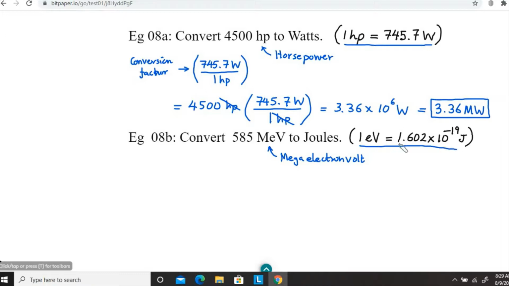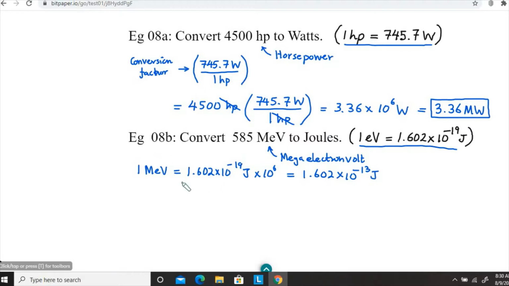That means 1 electron volt is equal to 1.602 times 10 to the power minus 19 joules. But here, remember, there's a prefix of mega. So then we have to slightly modify this relationship: 1 mega electron volt is equal to this value times 10 to the power 6. So 1.602 times 10 to the power minus 19 joules times 10 to the power 6. And then you'll see that this becomes 1.602 times 10 to the power minus 13 joules.